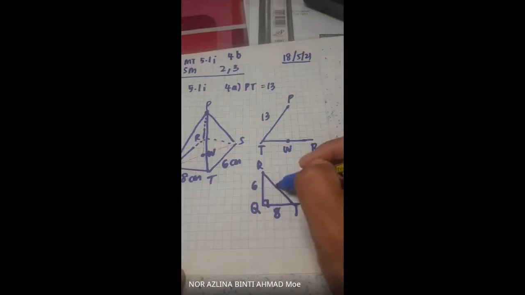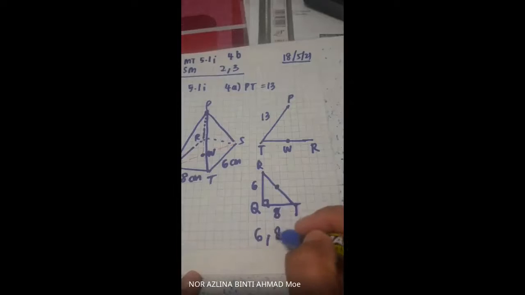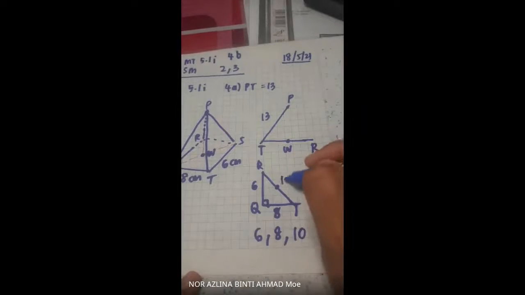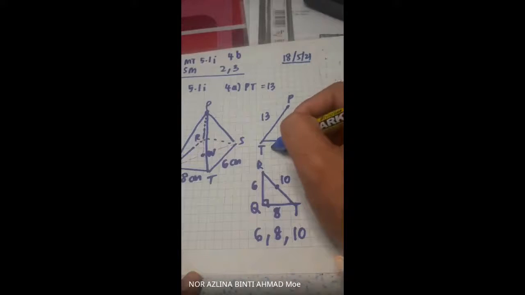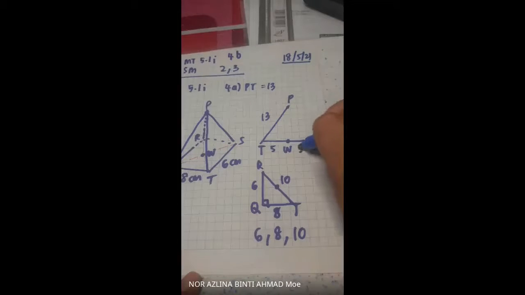So W is in the middle. RT by Pythagoras theorem: 6, 8, and 10. So here should be 10. Or here we can find 5, 5, because this is the middle. So you want to find the angle PTR.